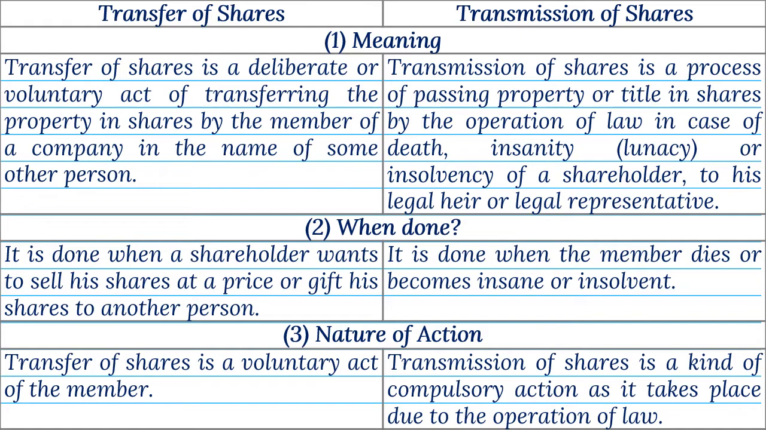2. When done. Transfer of shares is done when a shareholder wants to sell his shares at a price or gift his shares to another person. Transmission of shares is done when the member dies or becomes insane or insolvent. 3. Nature of action. Transfer of shares is a voluntary act of the member. Transmission of shares is a kind of compulsory action, as it takes place due to the operation of law.